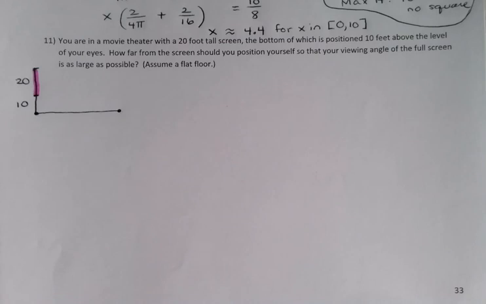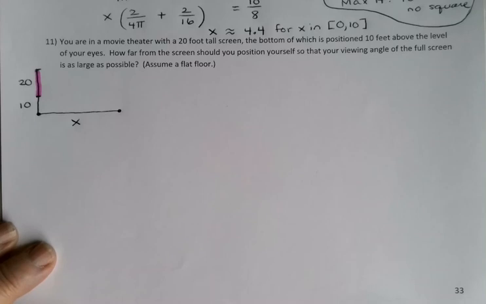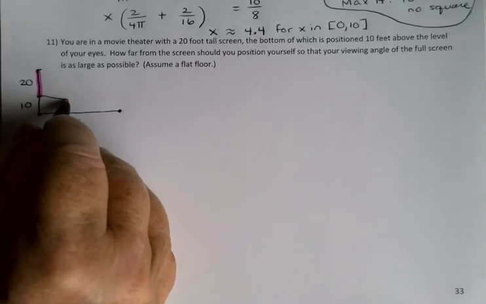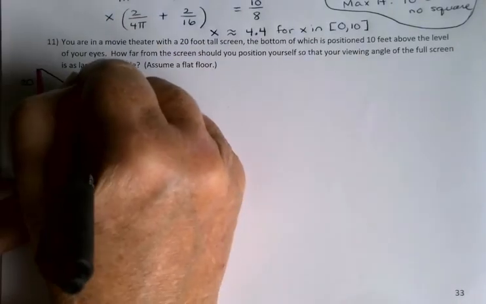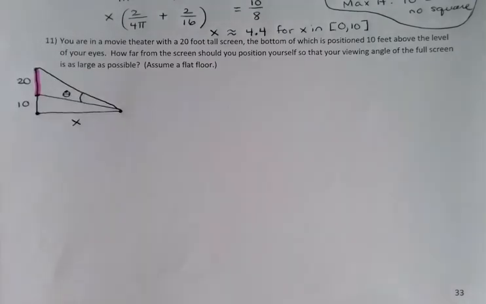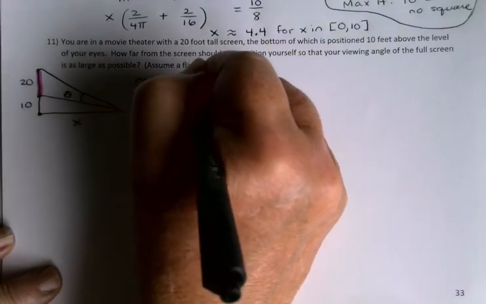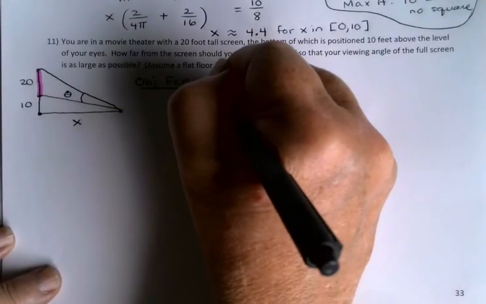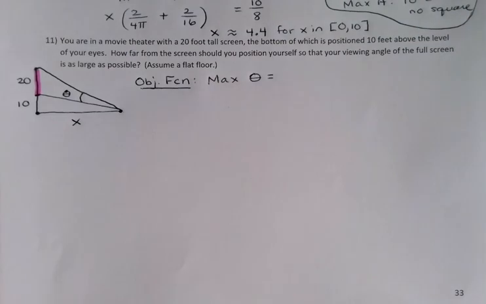All right. My goal is to figure out how far away I'm going to sit. So let's call that x. And what I would like to do is to have this angle, my viewing angle, theta, be a maximum. So my objective function, I would like to maximize theta, which is that viewing angle. Now, we got a little bit of work to do to write down what theta is. So I can't quite write my equation for theta yet, but we'll get there.